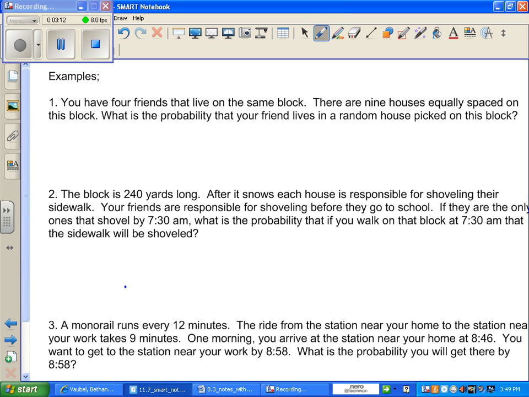Here are some examples. Number 1, you have 4 friends that live on the same block. There are 9 houses equally spaced on this block. What is the probability that your friend lives in a random house picked on this block? So the probability of your friend's house being picked, the favorable would be your friend. So we'll just put friend's house divided by the total number of houses.